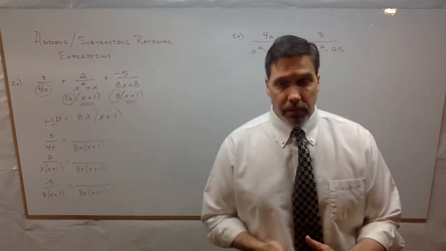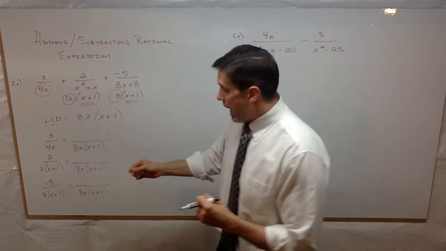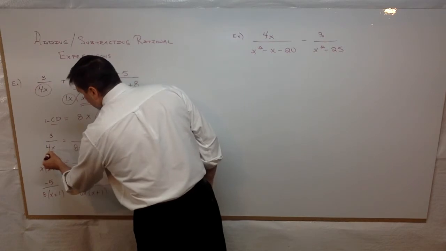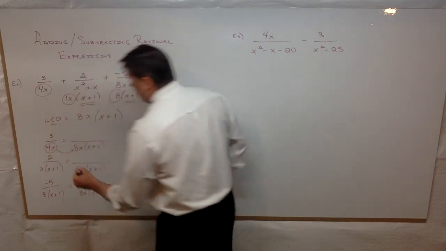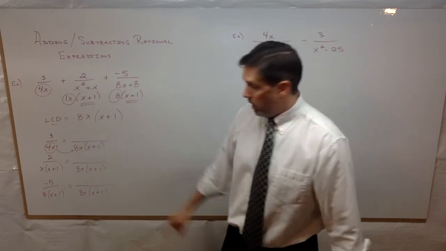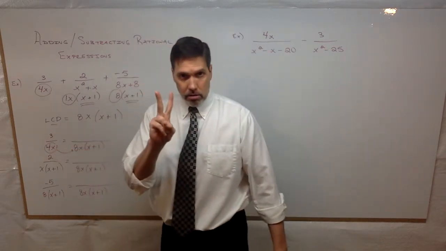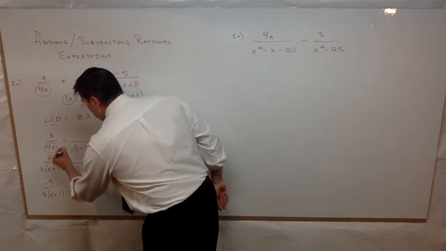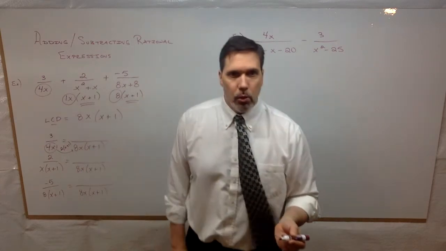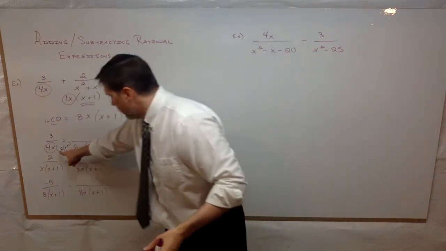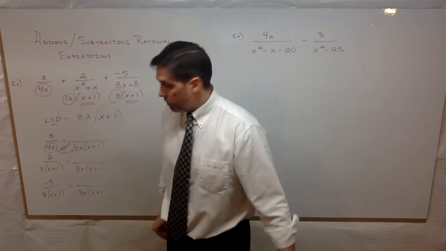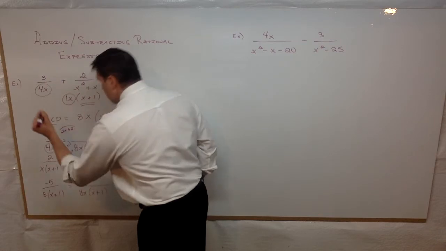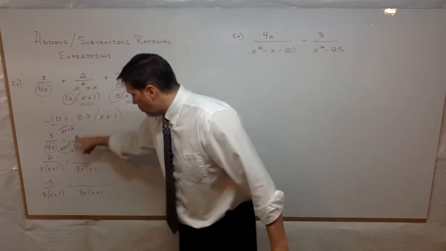Okay. And then just like before, ask yourself what you have to multiply each denominator by to get the LCD. All right, so be real careful here. What do I have to multiply 4x by to get 8x times x plus 1? Well, definitely going to have to multiply it by 2 to start off with, and times an x plus 1. In other words, 2 times the quantity x plus 1. Right? Or we could say 2x plus 2. Distribute it through. So we have to multiply the 3 by 2 times the quantity x plus 1.